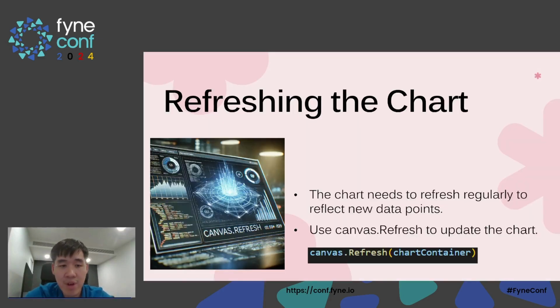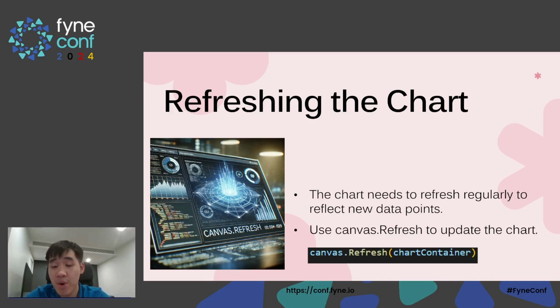Of course, we also need to be able to refresh the chart regularly to reflect new data points. And this is a bit of a trade-off, I would say, because it depends on how often you want the data to be refreshed. We can use canvas.refresh to do this. So we refresh the chart container for a few different purposes. Firstly, for when the chart is refreshing to get new values.